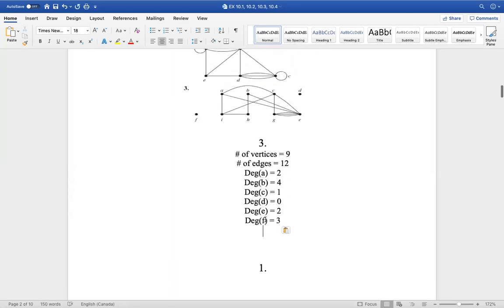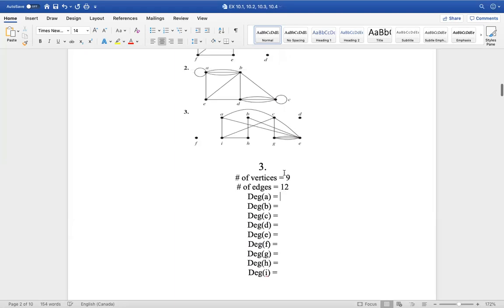A, B, C, D, E, F, G, H, I. So A, B, C, D, E, F, G, H, I, and then all right. So the degree for vertex A is 3 because it has 3 edges. Degree for B will be 2 because it has 2 edges. Degree of C will be 4 because it has 1, 2, 3, 4 edges.